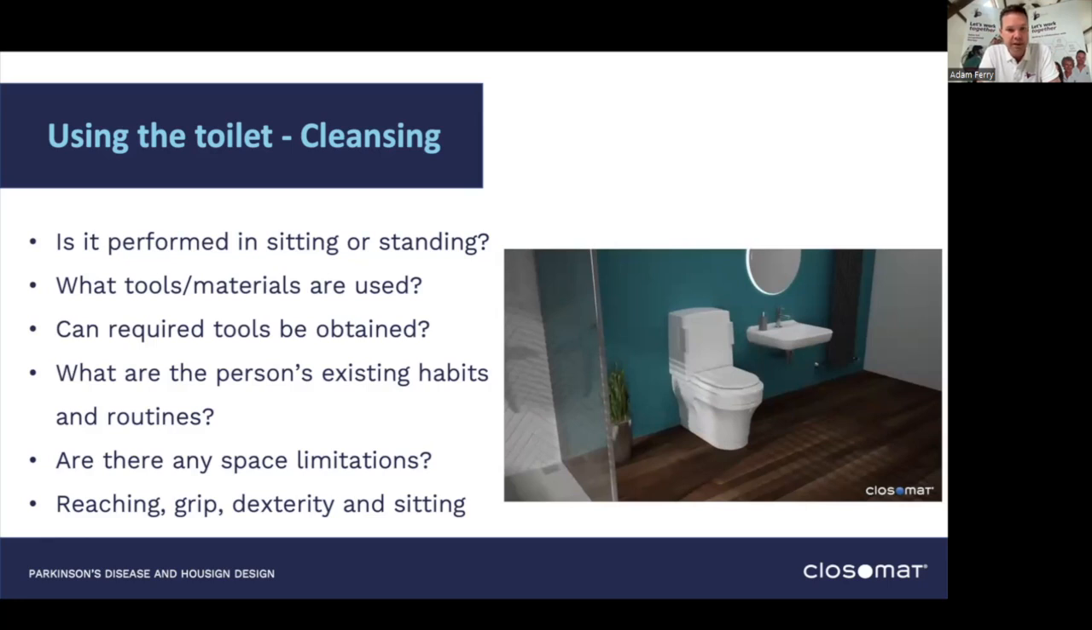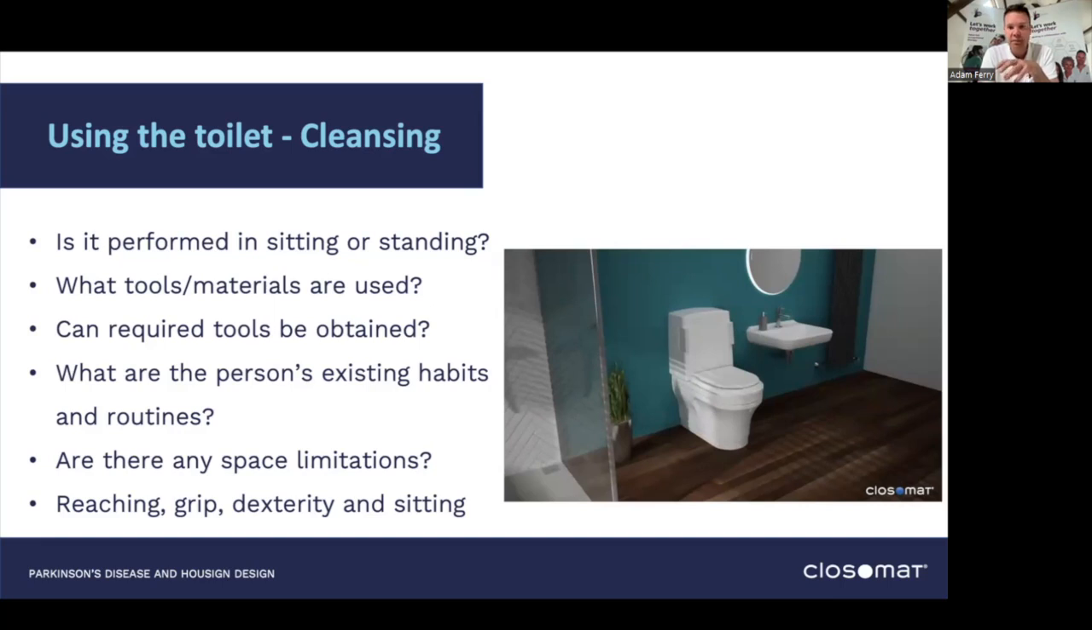What tools and materials are used, and can they get them? So where is the toilet roll being situated? For example, do they already have a wash-dry toilet? What are the person's existing habits and routines? Are there any space limitations? What's the likely impact on their reach, their grip, their dexterity, and their general ability to sit for a period of time? These are all things that feed into our activity analysis.